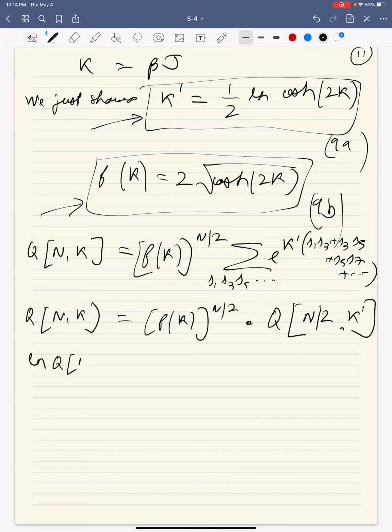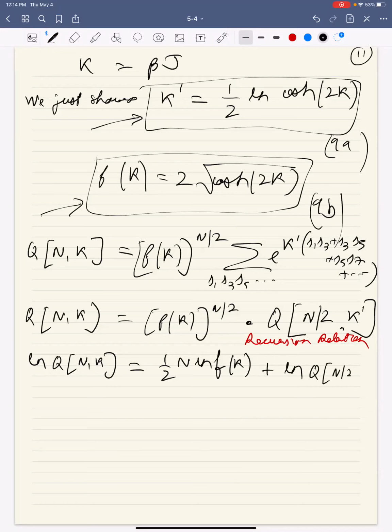So ln q of nk is equal to half n ln f of k plus ln q of n by 2 comma k prime. So this, by the way, is a recursion relation, and we are going to simplify it for free energy. Again, this is not an exam, so just get the big picture of why this is so. Hopefully you can see why this is beautiful.